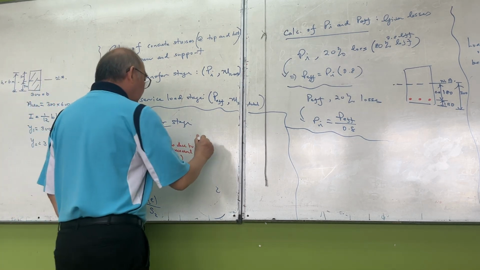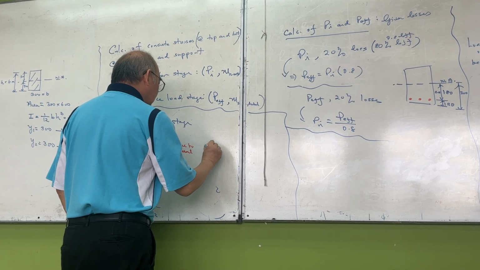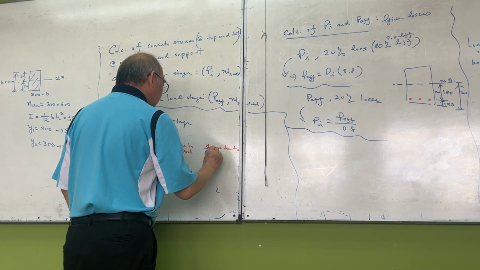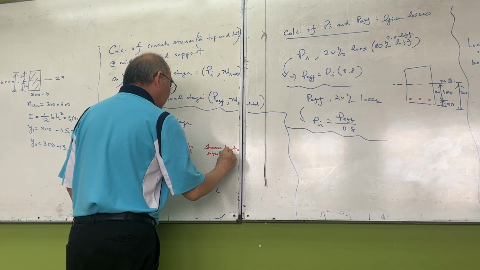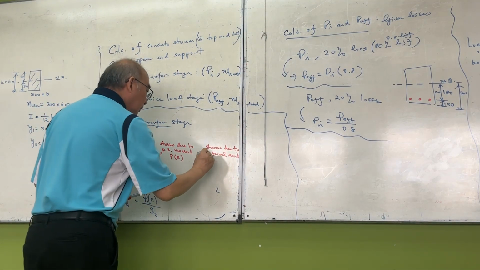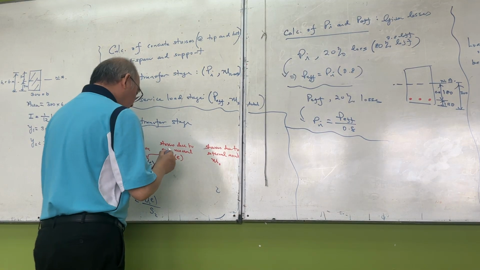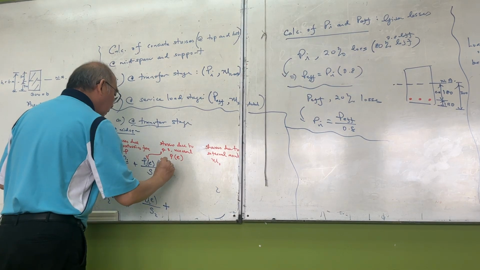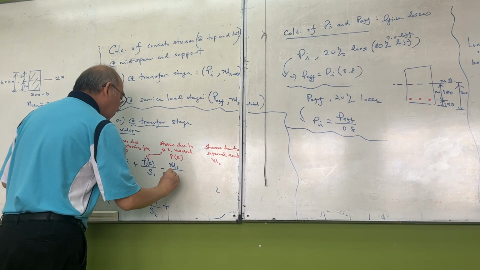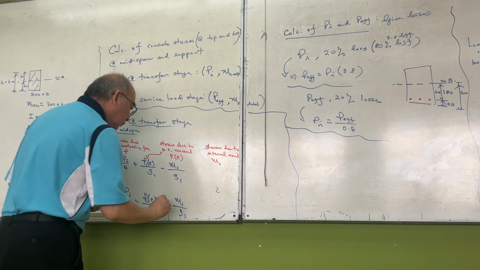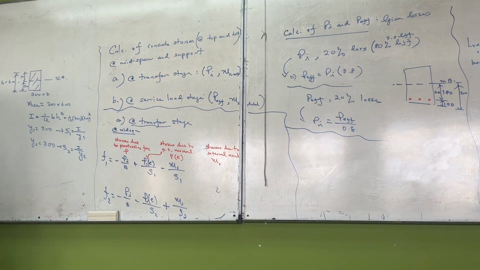Then the third term is stresses due to external moment. External moment, this is MS. So here it is MS divided by S1, MS divided by S2. Just three terms only.